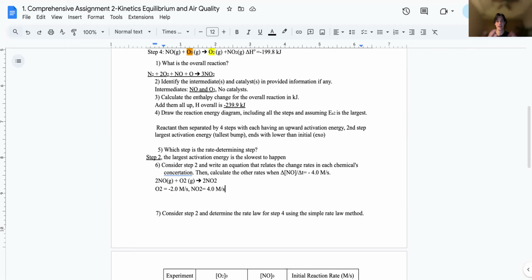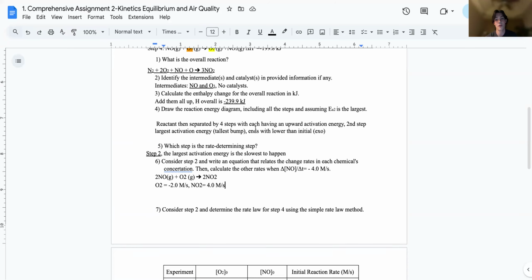But if you had to imagine it, it's the reactants and the initial reactants, and there are 4 different steps, which make 4 different sections, and each one has a little bump. Because EA2 is the largest, the second one has the largest and tallest bump, which makes it the slowest reaction, and it's an exothermic reaction. So imagine the reactants up here, and at the end, the ending is lower than the reactants, or lower than the initial.